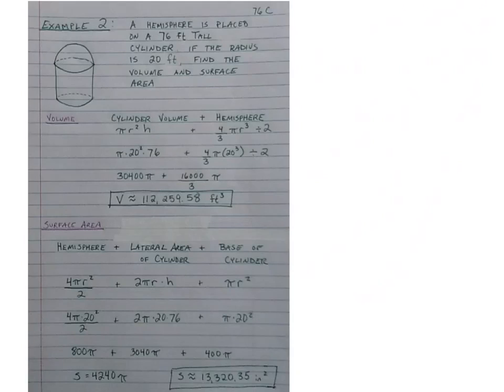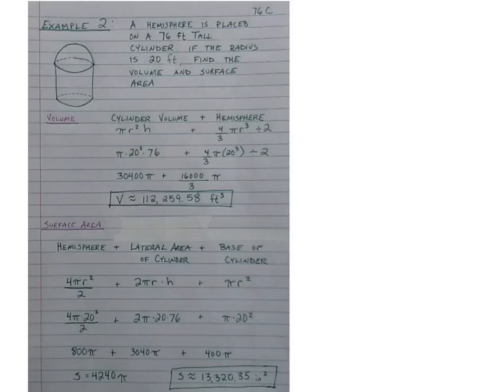In our second example, we have two shapes added to one another. The last one we had a shape subtracted from this prism, and now we have a hemisphere placed on top of a cylinder. So to find the volume of this object, we would want to find the volume of the cylinder and add to that the volume of a hemisphere. So our volume calculation is pi r squared times height, and that'll be our cylinder. We take pi times 20 squared times 76, and that gives us the volume of the cylinder.